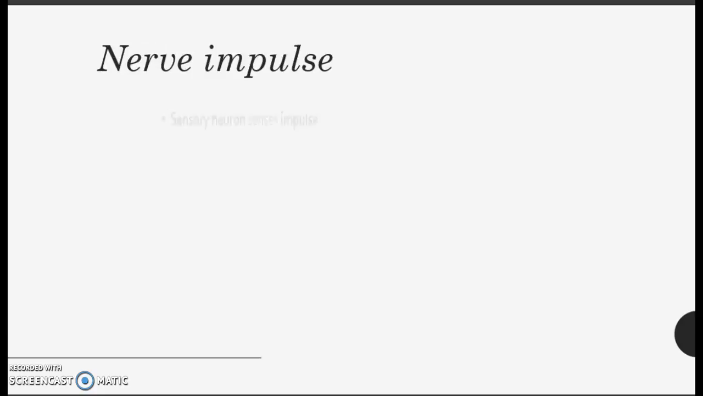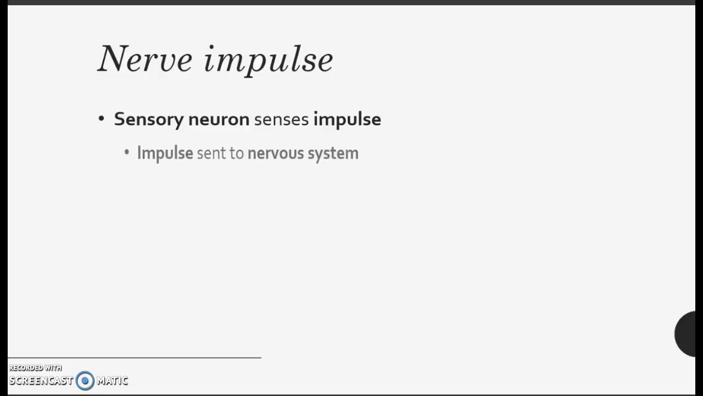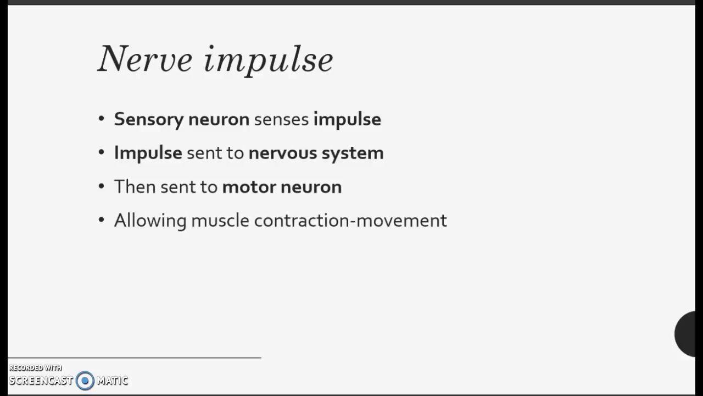Onto nerve impulse. This is where the sensory neuron senses an impulse and this is sent to the nervous system. When the motor neuron then receives this, it sends a message to your muscles to allow them to contract, which allows movement.